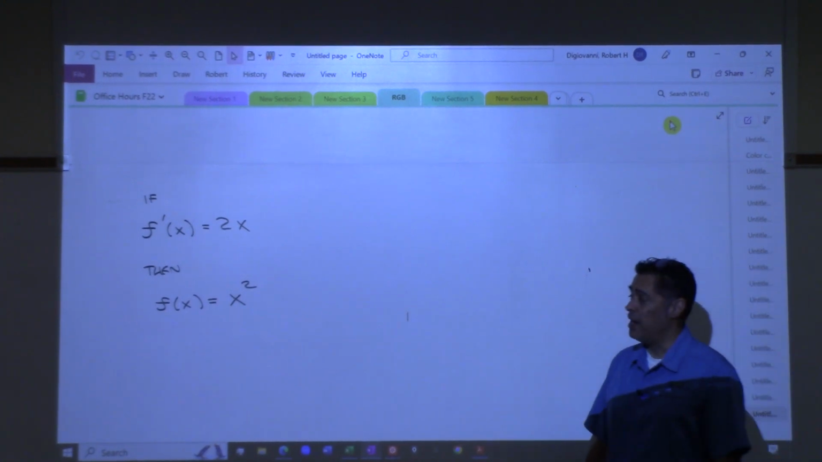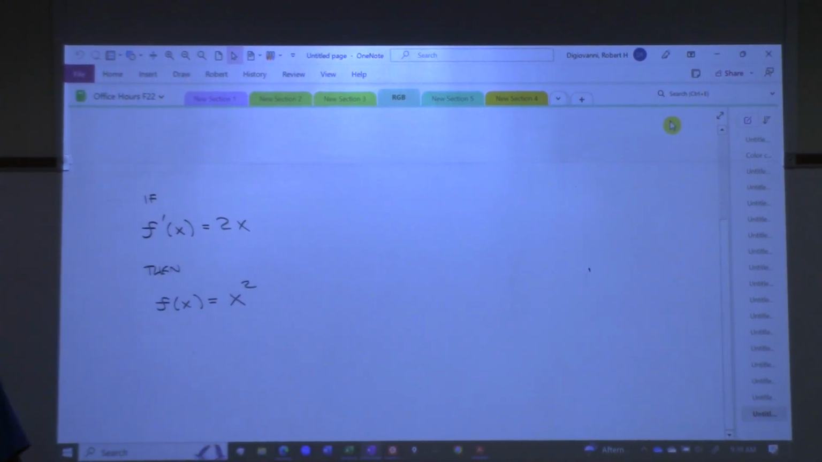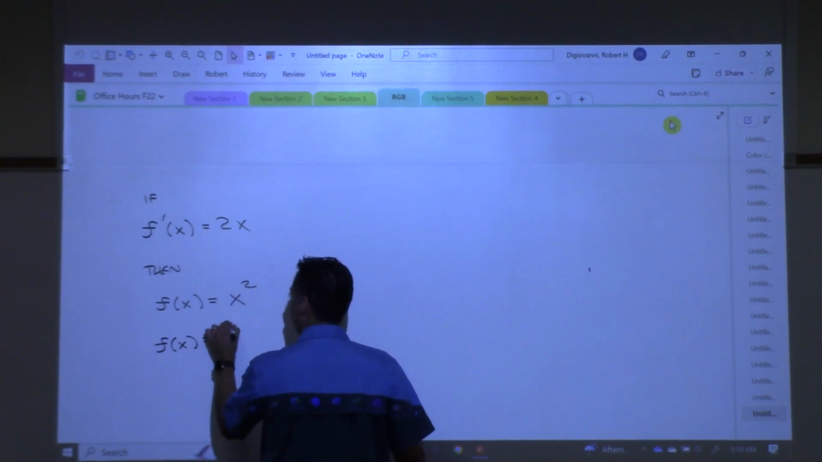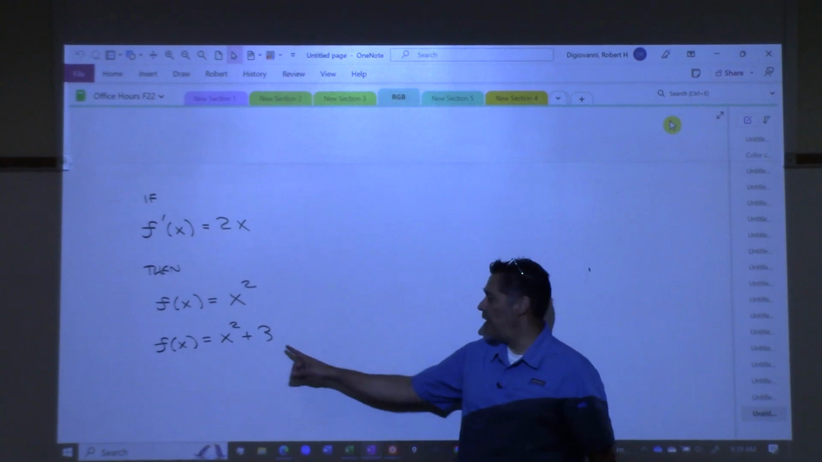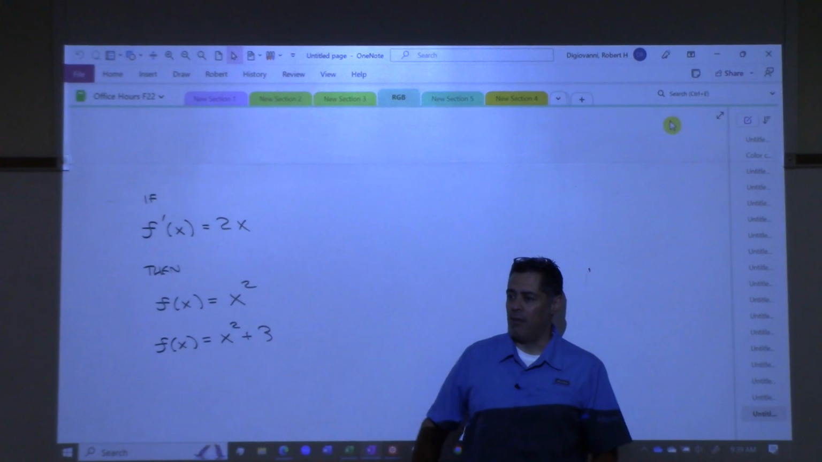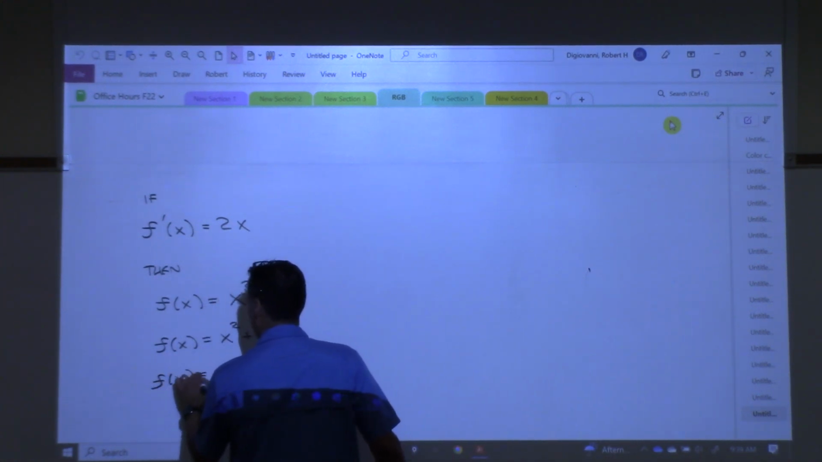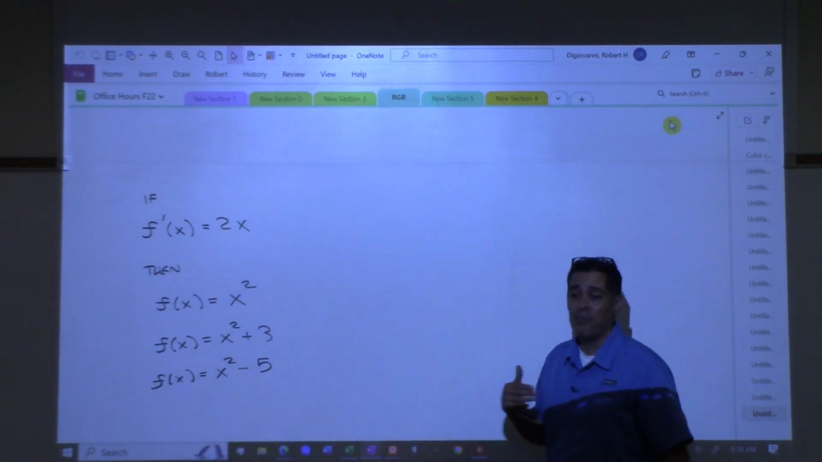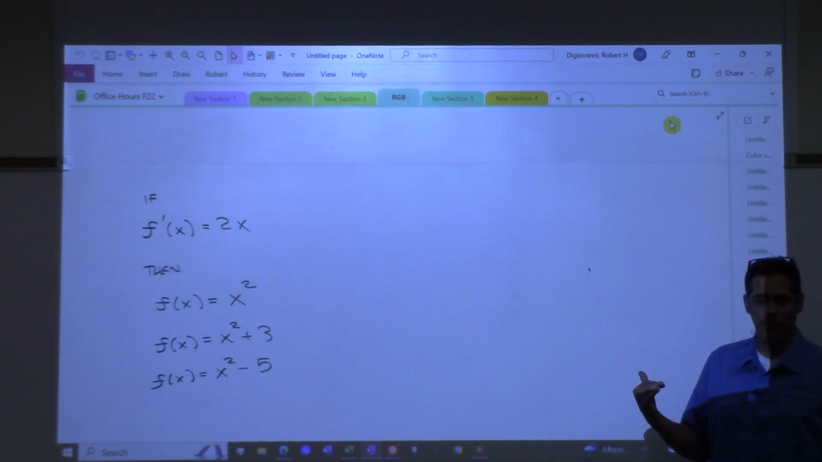Can someone give me another answer that would work as well? X squared plus any constant. Okay, so how about x squared plus 3? Would that work? Yeah, because if I take the derivative of that, the derivative of the 3 goes away, doesn't it? And so you'd still get that, wouldn't you? And I could have done f of x equals x squared minus 5, right? Basically, any number I want added or subtracted to that would work.